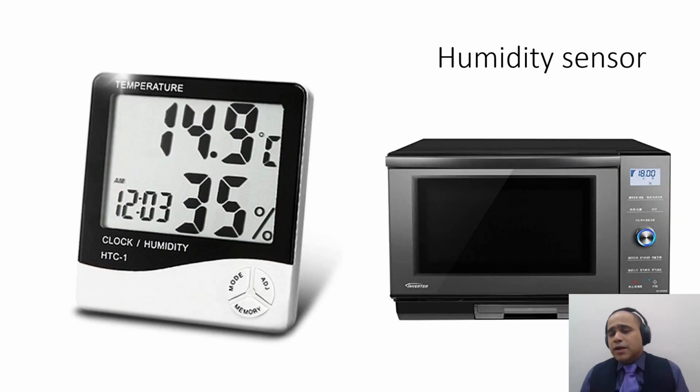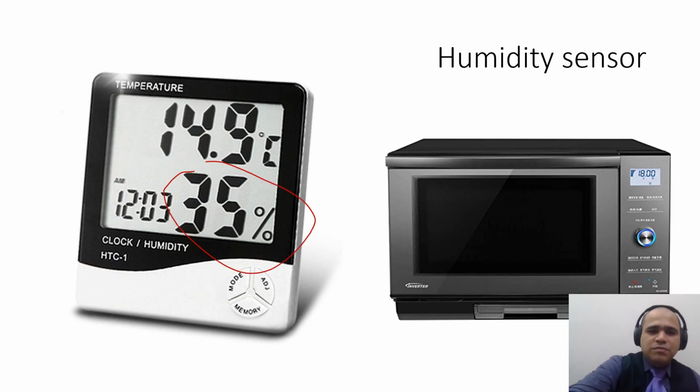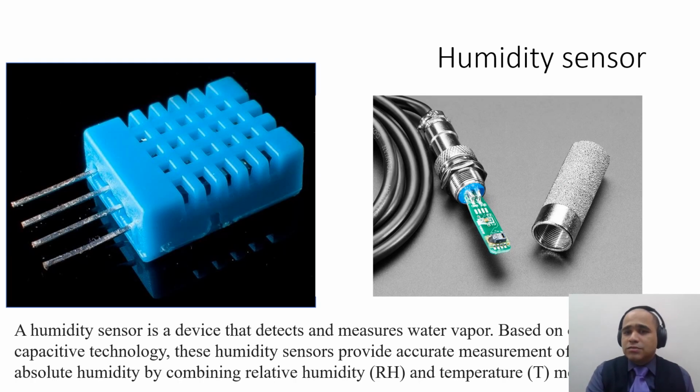Now, you might have seen that if you try to put a vessel full of water inside your microwave, within a few seconds it automatically turns itself off. Or some of you might have a clock where it shows something in percentage. So what is this? The answer is that it's the humidity sensor. So a humidity sensor allows us to measure humidity in the atmosphere.